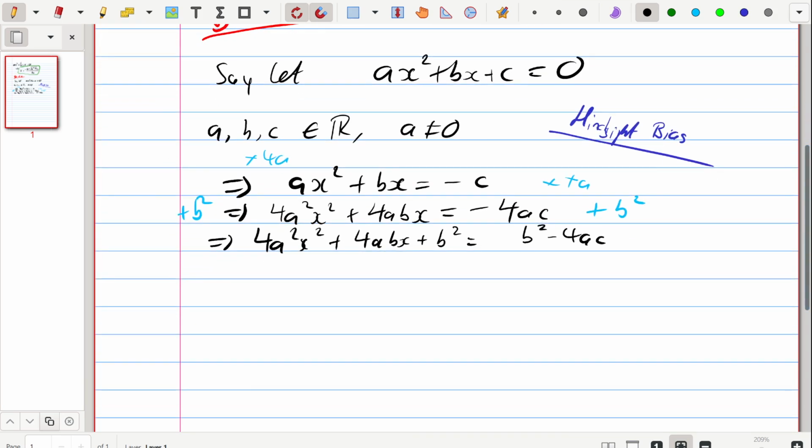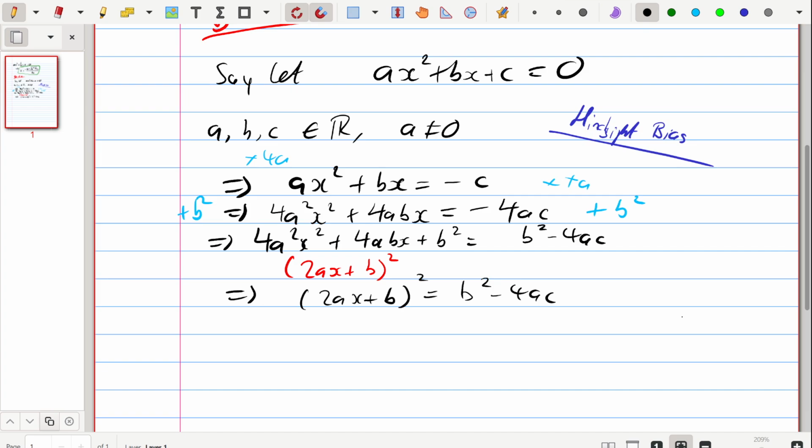Now, what's convenient about the left-hand side is this is just 2ax plus b squared. Because we have the first term squared will give us the 4a squared x squared. Twice the product is 4abx, and the b squared is b squared. So we can contract this and make it 2ax plus b squared equals b squared minus 4ac.